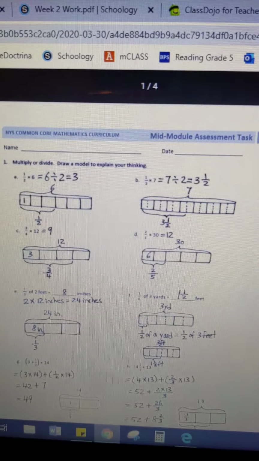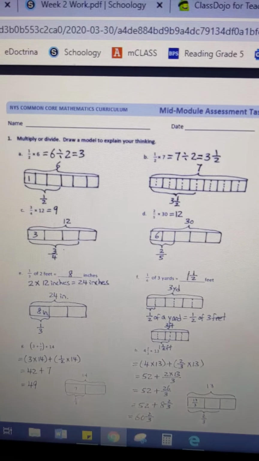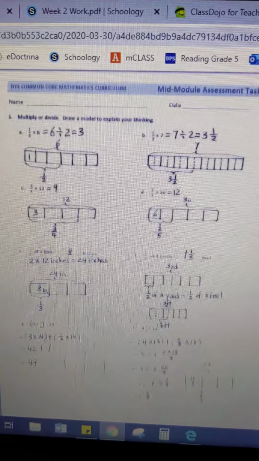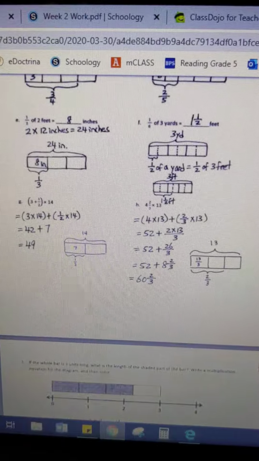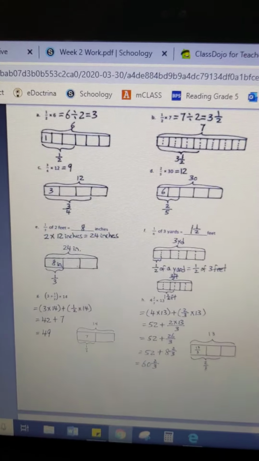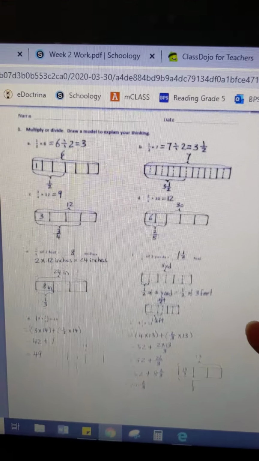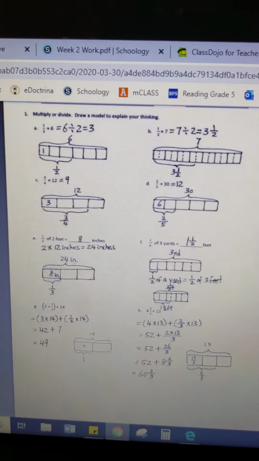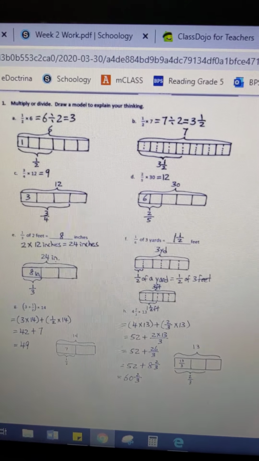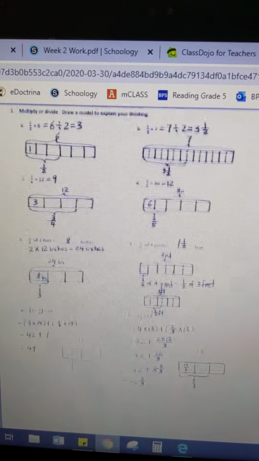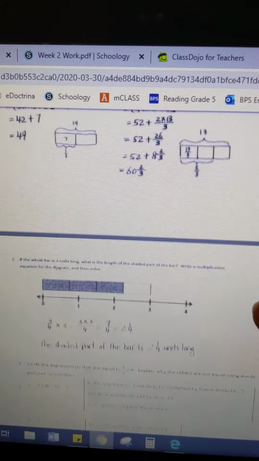So the first part had to do with multiplying fractions of a whole, so multiplying fractions by whole numbers. Okay, I know I'm scrolling. Sorry, feel free to pause it if you need to look at things longer, and if you need extra time to write certain things down. Okay?